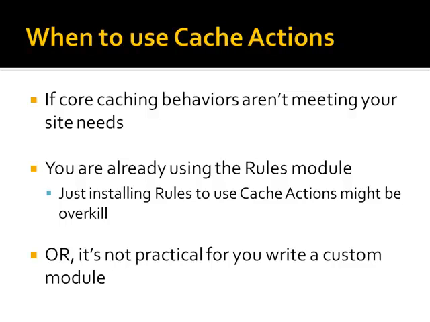So when to use cache actions? Use it if core caching behaviors aren't meeting your needs. And I would recommend it if you're already using the rules module. If you're not using the rules module and you just need this functionality, cache actions might be a bit of overkill. However, the other option is if you don't feel like writing your own custom module to do your cache manipulations, the rules module basically gives you a lot of the API hooks that are built into Drupal, but gives them to you in a WYSIWYG format, click, drag, that type of stuff. If you're using that, or you don't want to write your own module, cache actions is pretty snappy.